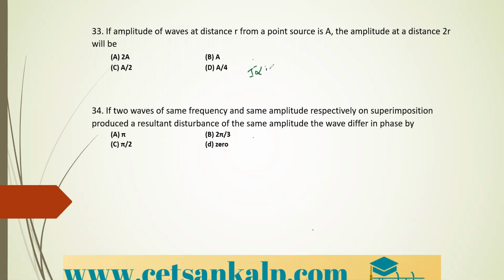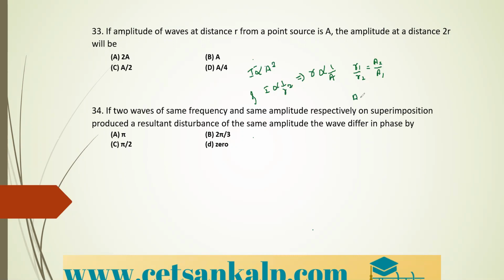One thing we know is that intensity is directly proportional to the square of the amplitude, and we also know that intensity is inversely proportional to the square of the distance. Therefore, by comparing these two equations, we can write that R is inversely proportional to A, because both are squared here. So R is proportional to 1 divided by A. Now we can write R1 divided by R2, which is nothing but A2 divided by A1.